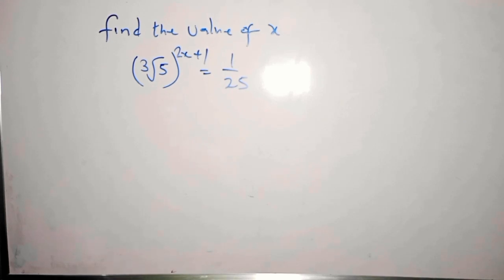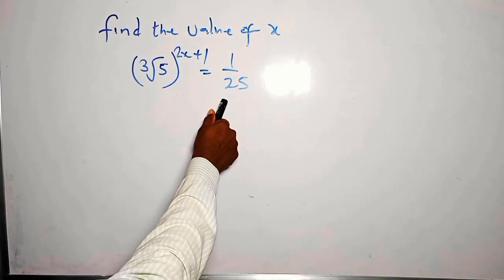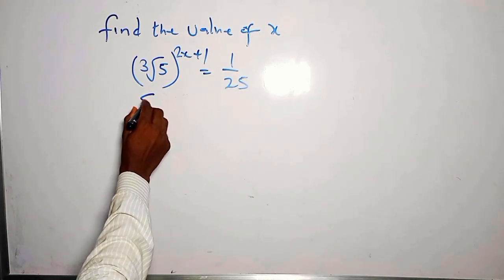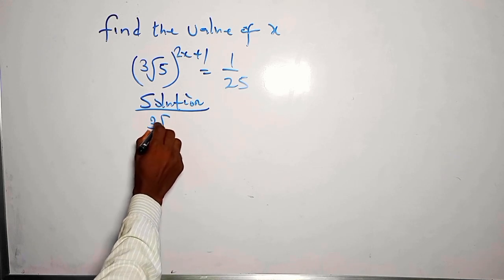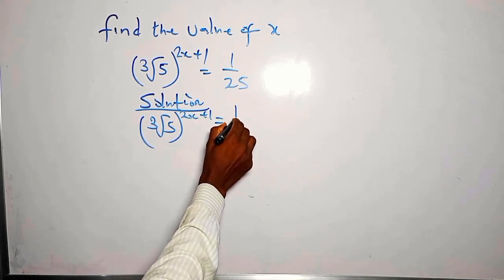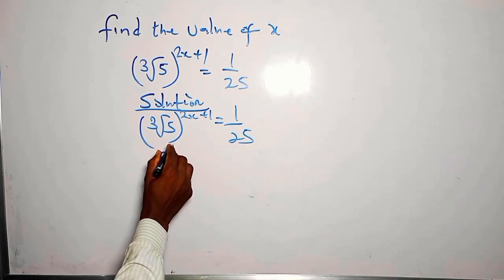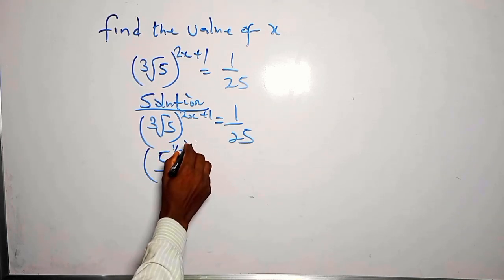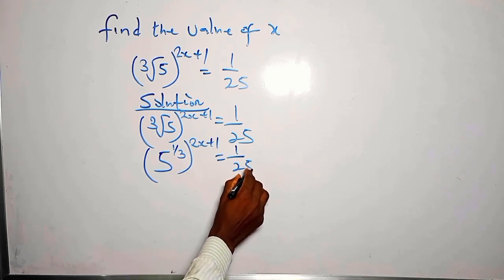The question says find the value of x in this equation. So we have the cube root of 5 raised to power 2x plus 1 equals 1 over 25. So how do we do this? Solution. Okay, so for the cube root of 5 raised to power 2x plus 1 equals 1 over 25, we write this as 5 raised to power 1 over 3, raised to power 2x plus 1 equals 1 over 25.